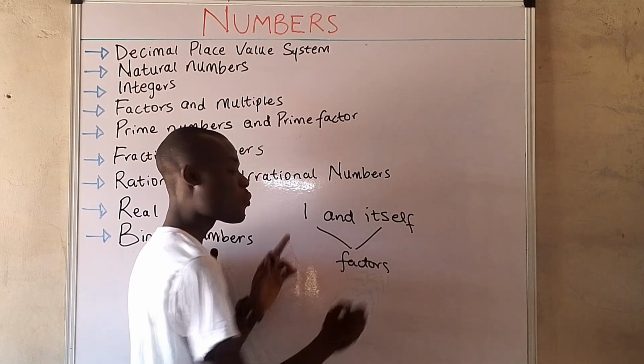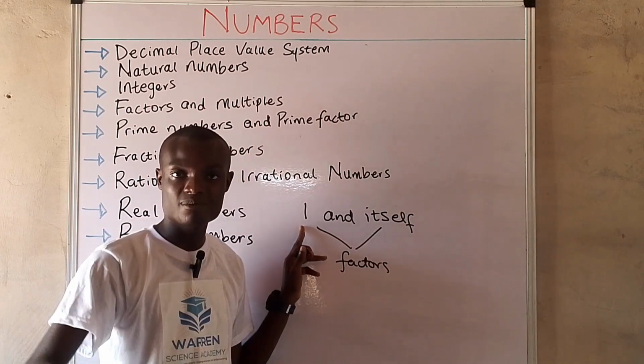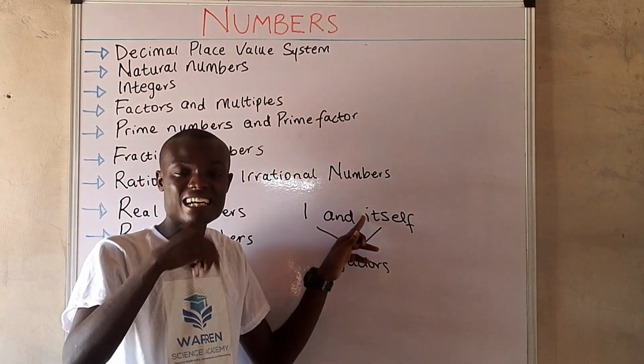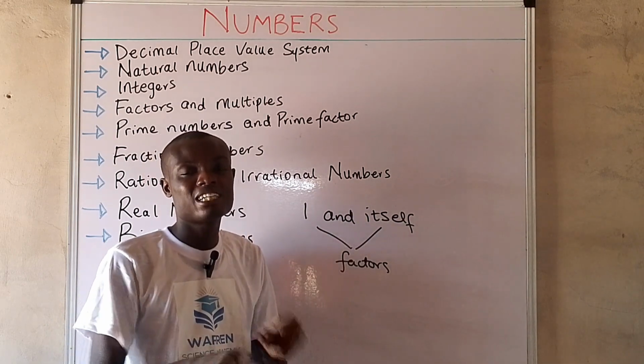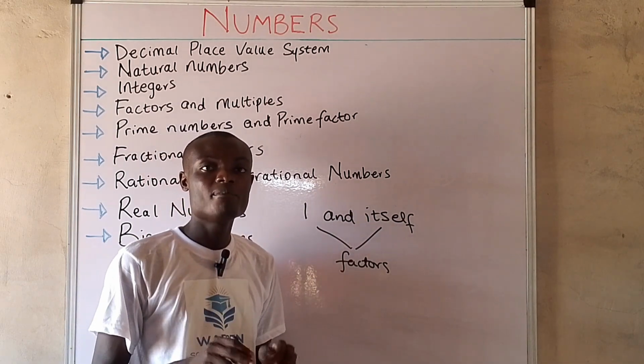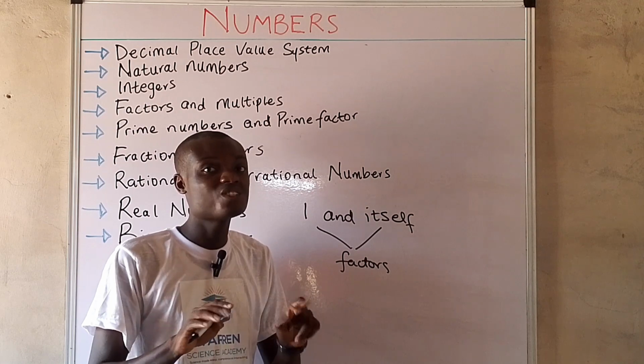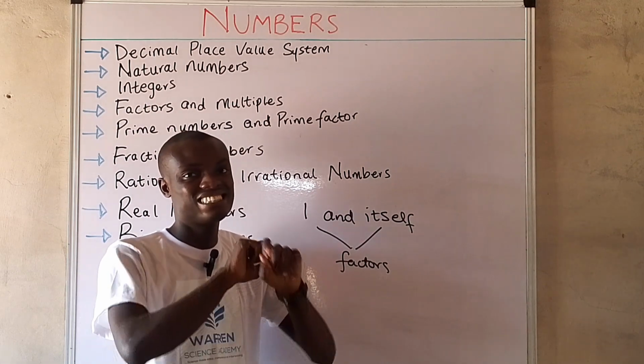It means 1 can divide that number without a remainder, and itself can also divide that number without a remainder. After that, there's no other number that can divide that number. Meaning it has only 2 numbers that can divide it without a remainder, which are 1 and itself.